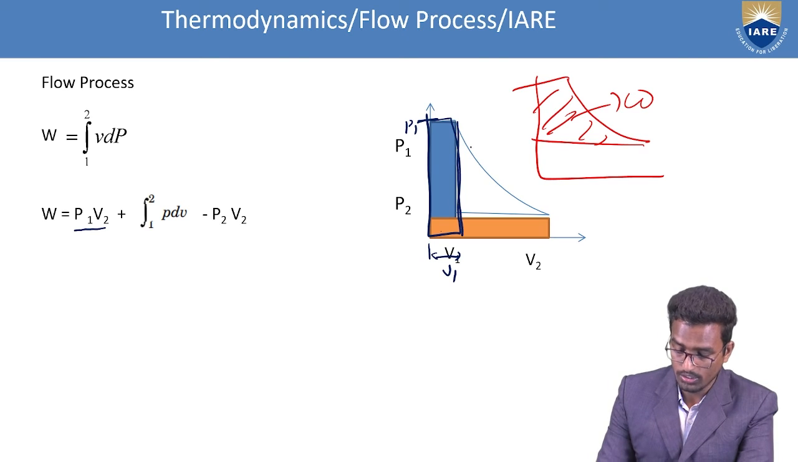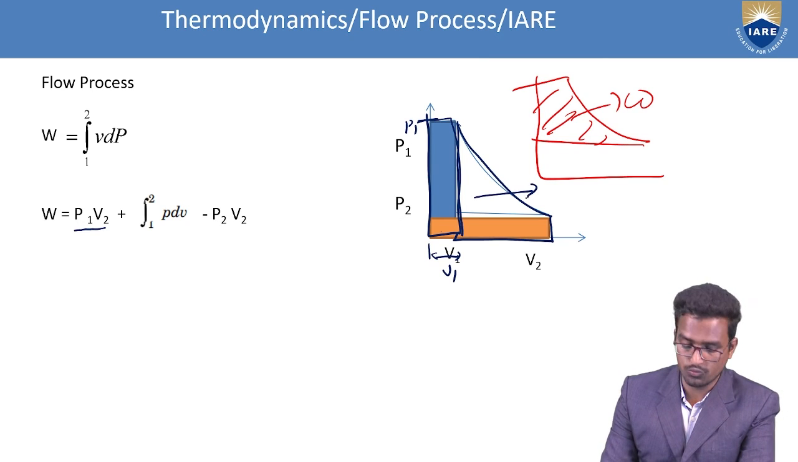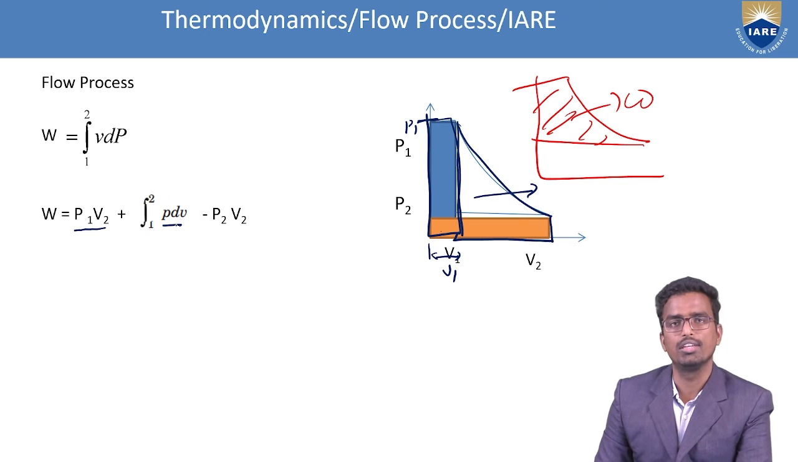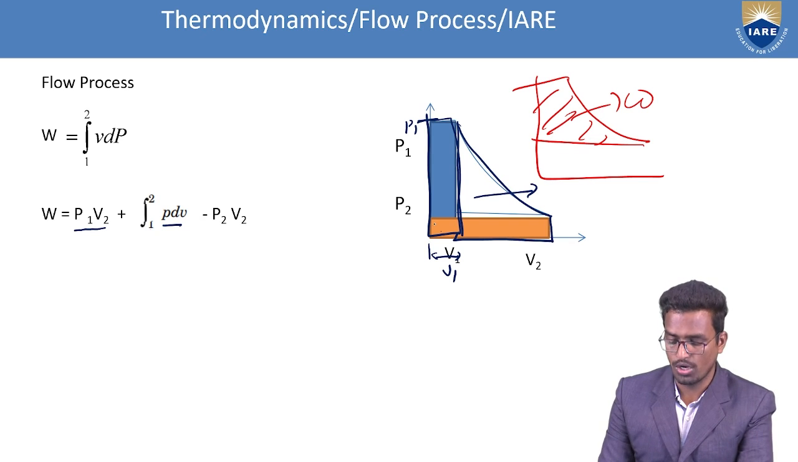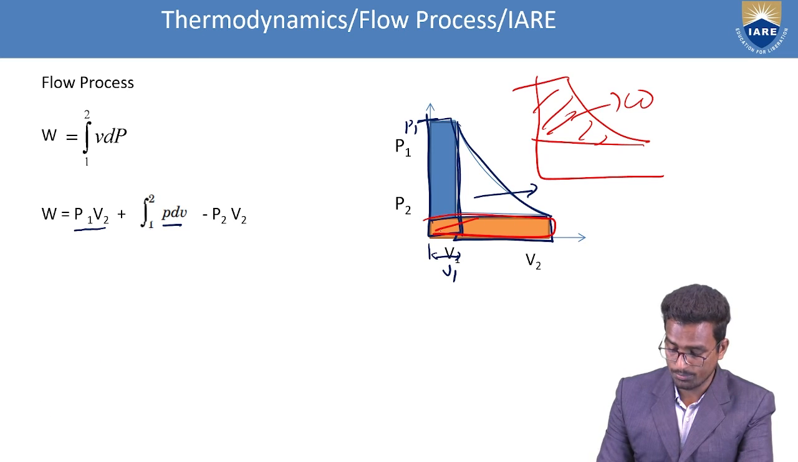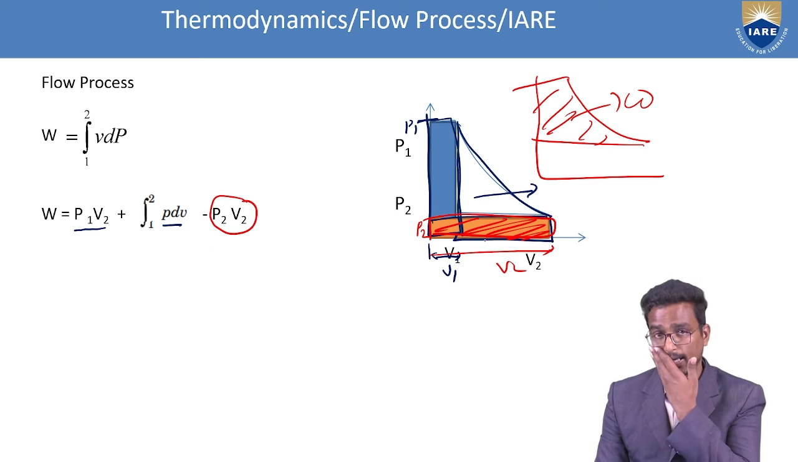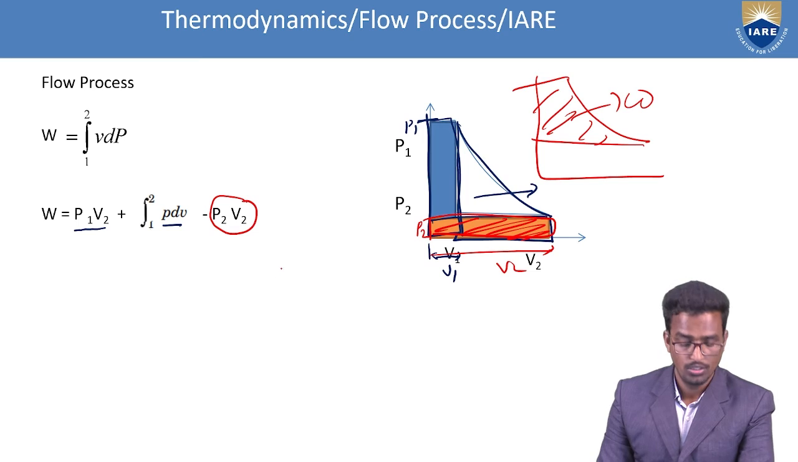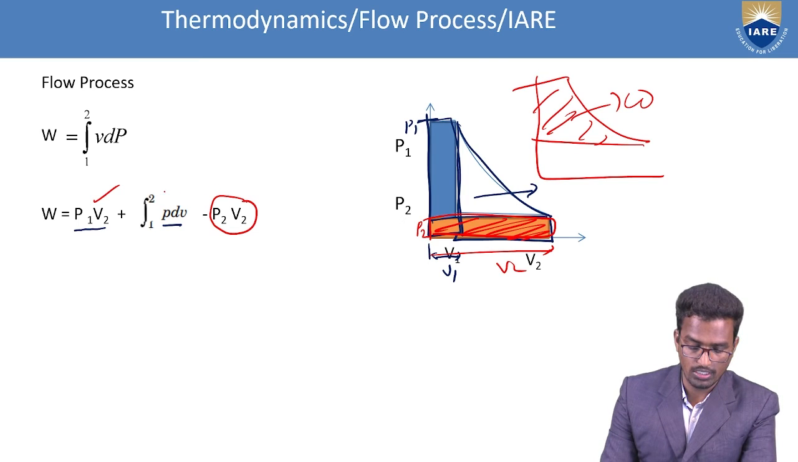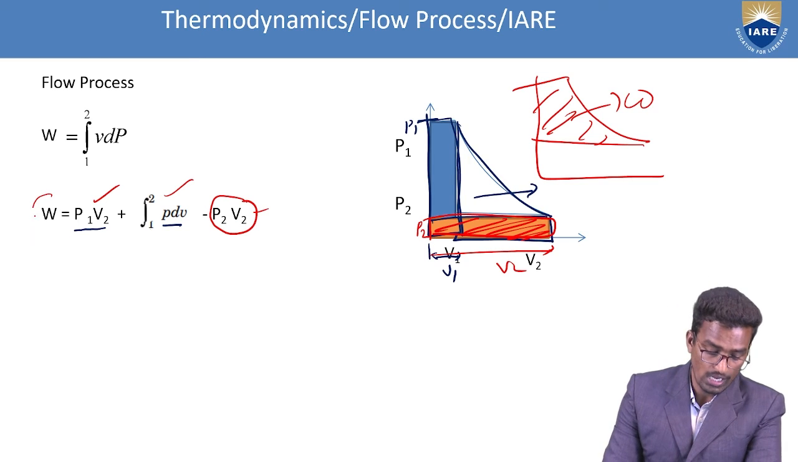Next, what do I want? I want this one. From the non-flow process, we know the area of this one is the integral from 1 to 2 of P dV. From these two, I have to remove this portion. What is this portion? The height is P2 and the length is V2, so it is P2 V2, because it is a rectangle, length into breadth. So from P1 V1 plus the integral from 1 to 2 of P dV, I remove P2 V2. Then I get the work done.